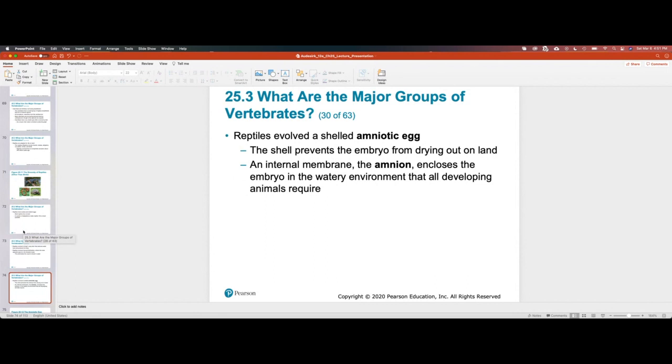They also have a new kind of egg called the amniotic egg with a shell that minimizes water loss or drying out on land. And to aid in this is an internal membrane called the amnion that encloses the embryo in a watery environment.